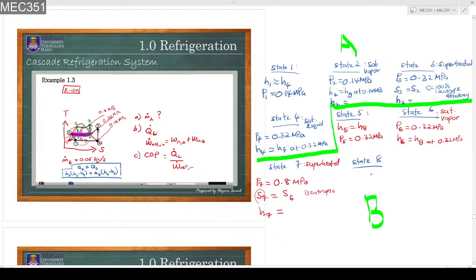And finally, for the state 8, P8 is still 0.8 MPa because it is located at the highest pressure line, and it states it is saturated liquid.